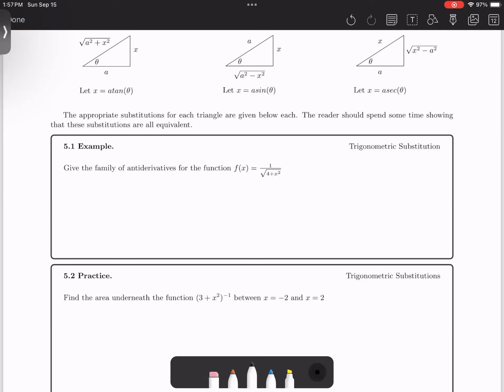So if you have a constant plus x squared, I need you to think of tangent. If you have a constant minus x squared, I need you to think of sines. And if you have x squared minus a constant, I need you to think of secants. These turn out to be the correct substitutions to see that nice cancellation and to use those properties.